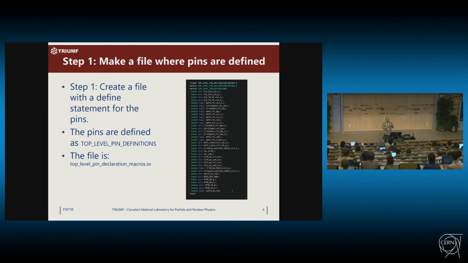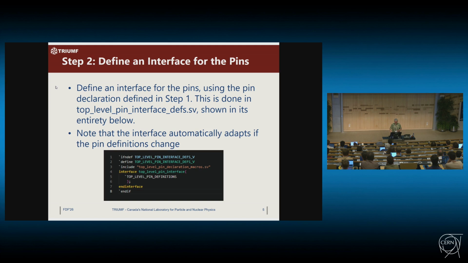Step 1: create a file with a define statement for the pins. This is an example for one of our modules, from the neutrino experiments, I believe. So this is one file with the pin definitions, and this is the only place in the entire project where I define these signals. Nowhere else. Step 2 is I define an interface for those pins.